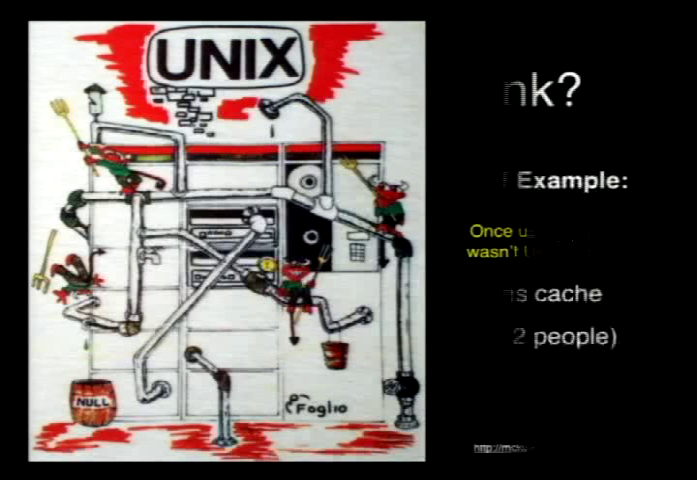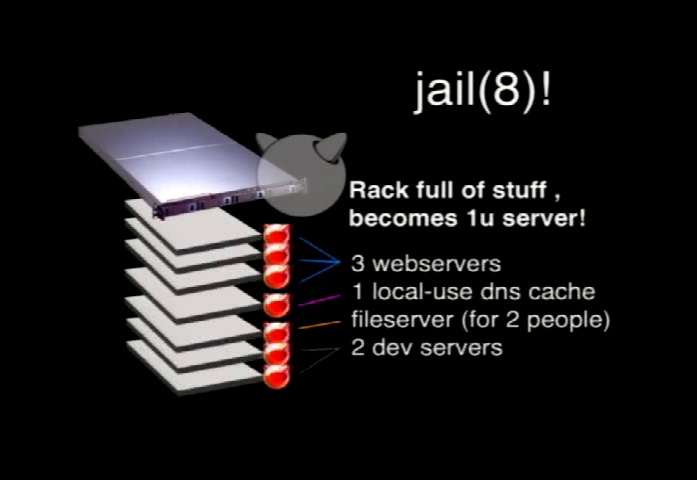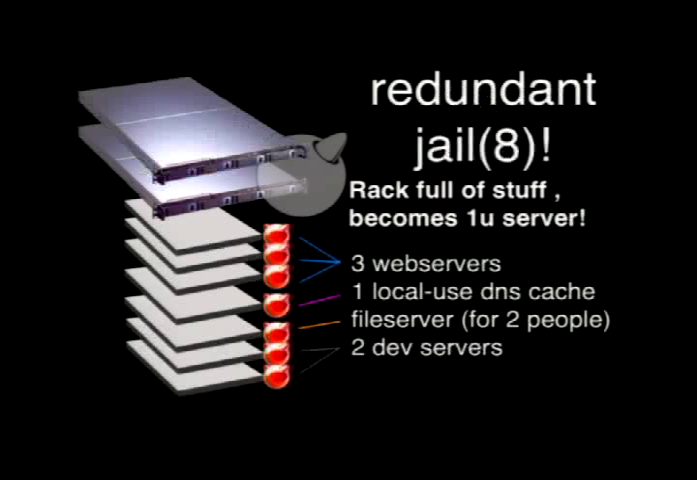All right, one more last little thing is, if you're maintaining a lot of old junk, jails are great. So this rack with all those 1 gigabyte SCSI hard drives has 3 web servers, a local-use DNS cache, a file server for 2 people, and 2 dev servers. It's a lot of juice. All of that stuff could be shoved into a nice, brand new, high-density 1U box, and you run a bunch of jails. We've got all of our isolated systems. And hey, get another one, and it's redundant.